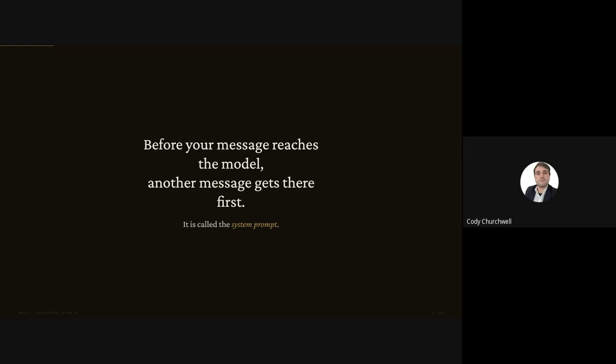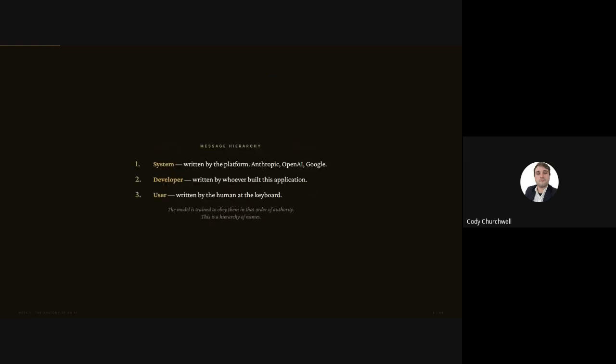Now, in modern AI APIs, and stay with me because this is pretty straightforward, every message is tagged with one of three roles: system, developer, user. System is the platform: Anthropic, OpenAI, Google. The system prompt I just told you about. Developer is whoever built the specific app you're using. So, for example, when Notion built their AI on top of Claude, the Notion engineers wrote the developer message. And then user is you, the human typing.